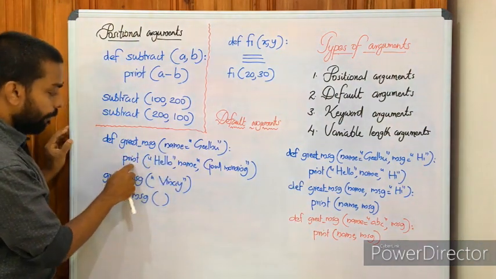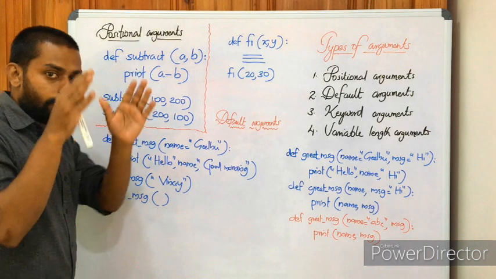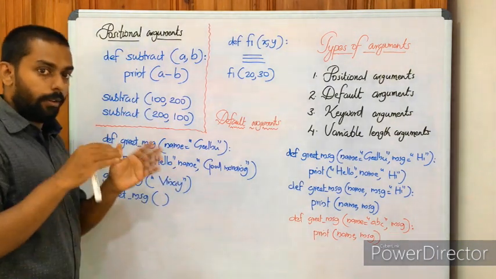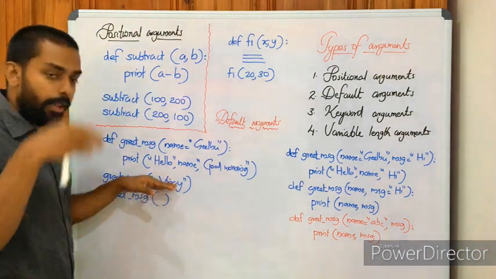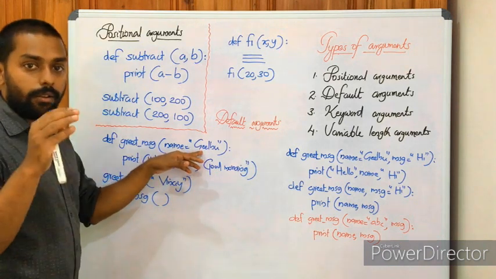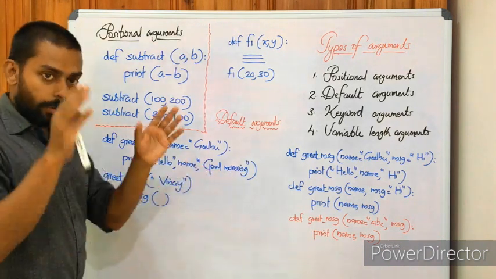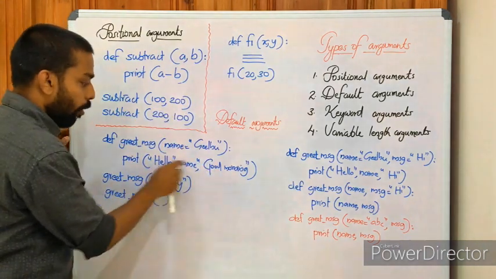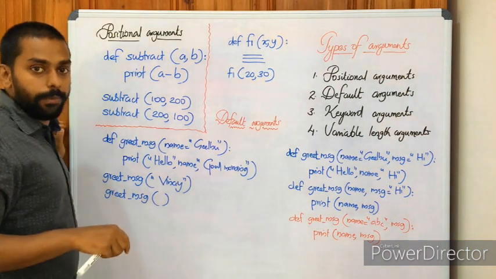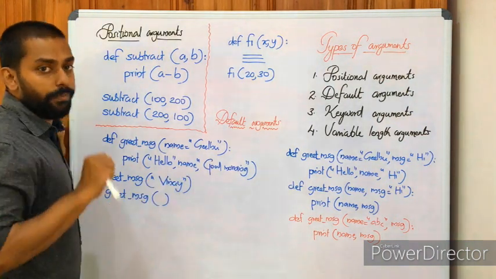Then print hello. Hello will be printed as it is because it's in quotes. The name will be printed, whatever name we pass or the default name. Then good morning will be printed as such, because hello and good morning are in double quotes. Name prints the value of name.